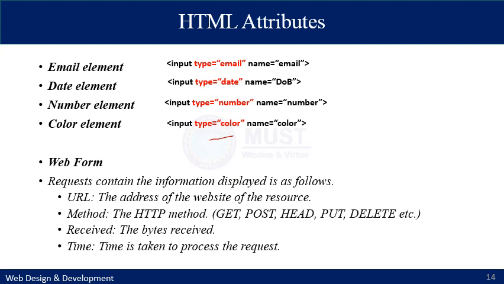Whenever you want to generate a request to the server, you have to create a web form, and it should point to a URL accessible on the web server. The URL is the action, that is, the address of the resource. What you want to do with that resource is specified by the method. The method is an HTTP method, and there are certain methods such as get, post, head, put, delete, etc. Each has a different purpose, which we are going to discuss in the next slide. The received element specifies the number of bytes received from the server, and the time specifies the time taken to process the request.